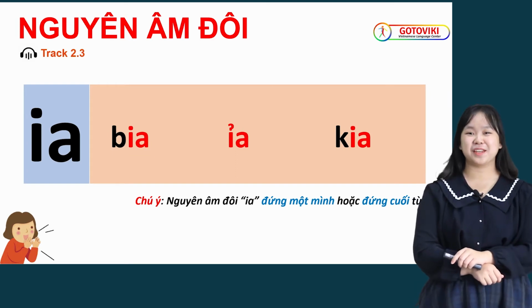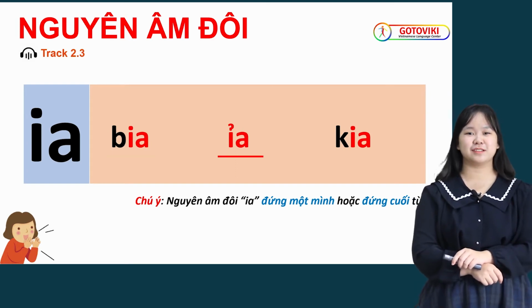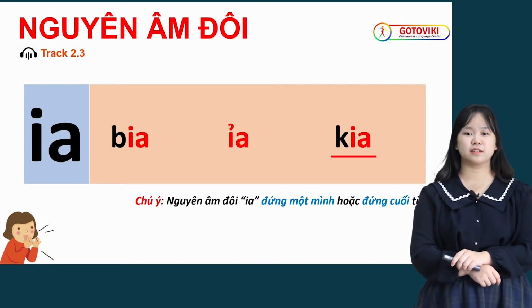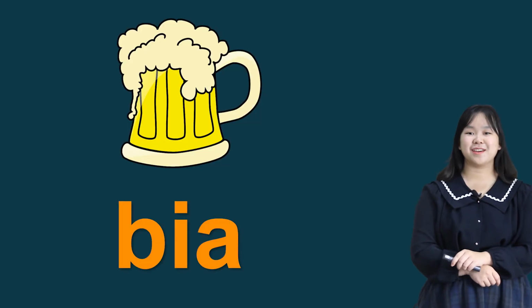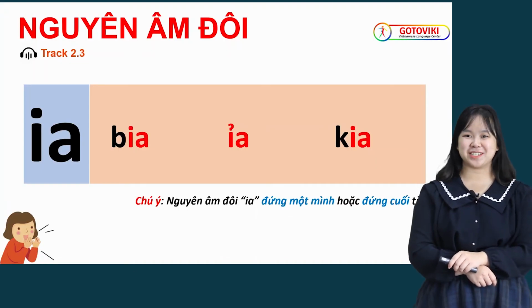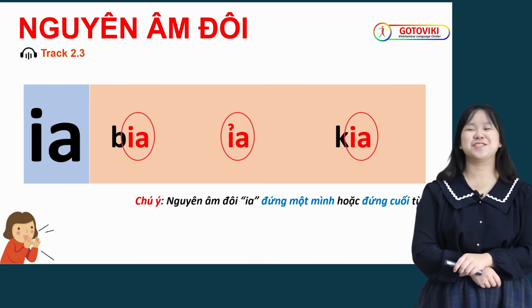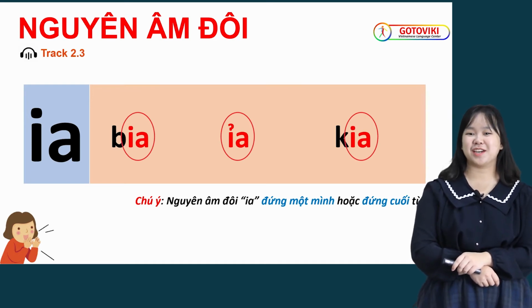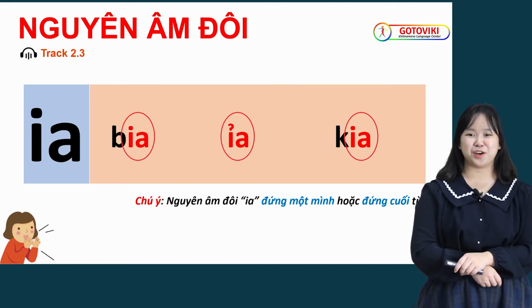For example, bia, ia, gia. Bia is an alcoholic drink, which is beer in English. So, through the examples, can you see the position of the vowel ia? Yes, that's right. The answer is the vowel ia can stand alone or stand at the end of the word.